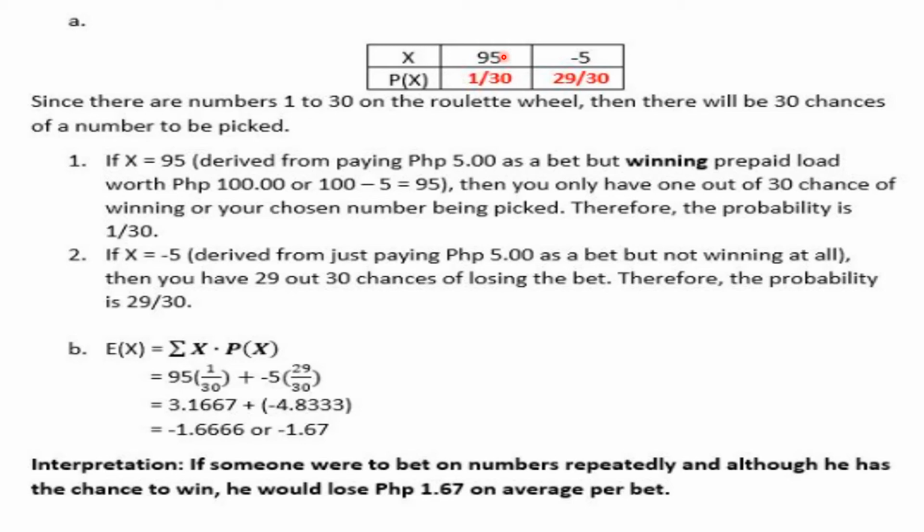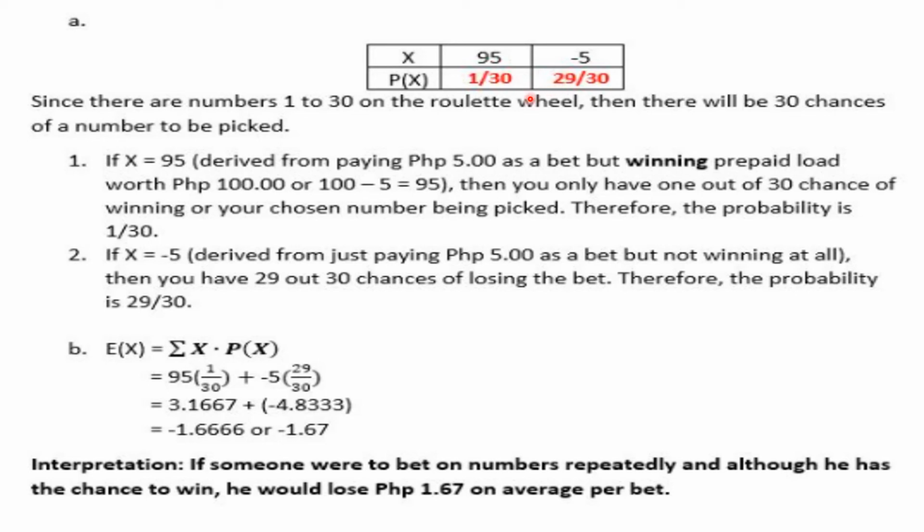What is the second net gain? What is this negative 5? This negative 5 is our net gain if we are not able to win. Actually, this is not a gain, this is a loss. If we have a negative gain, it only implies a loss. And if we do not win, we will lose 5 pesos.